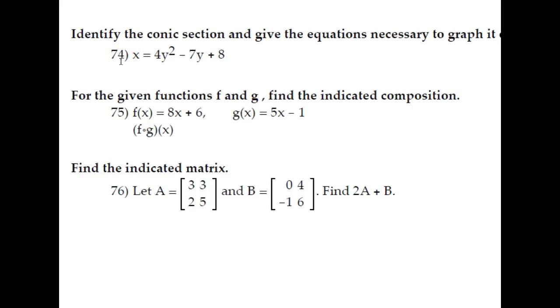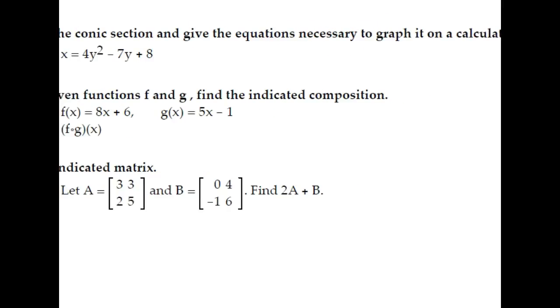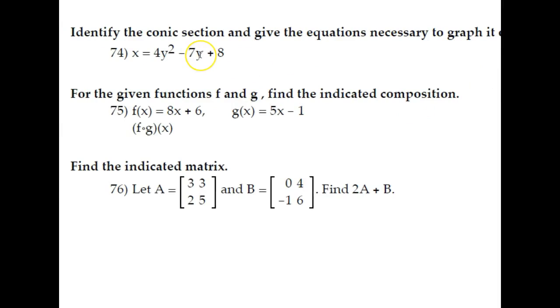For number 74, we want to start by identifying the conic section and then give equations necessary to graph it on a calculator. So what that means is we're going to have to solve for an equation where it's y equals something, because that's what you can type into a normal calculator. Now, identifying the conic section, that's in chapter 6 from the book.